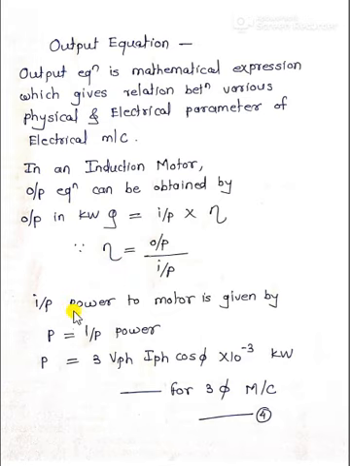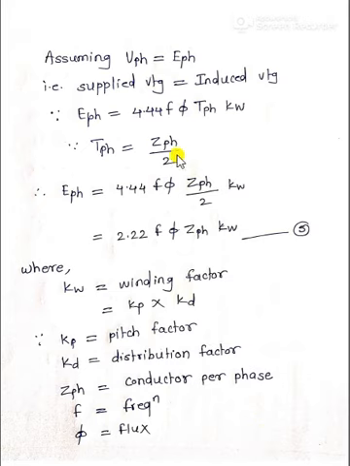Now next is input power to motor, notation capital P. So this capital P is 3, as it is a 3-phase induction machine, then V phase means voltage per phase, I phase means current per phase, into cos phi into 10 raised to minus 3, and this input power is measured in kilowatt. Why is this in kilowatt? Because we are multiplying by 10 raised to minus 3. So this is for a 3-phase machine. Equation number 4.